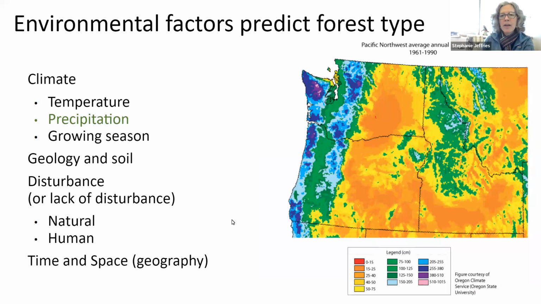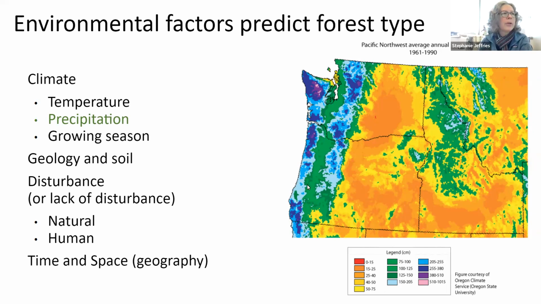A reminder that all of our forest types are driven by a number of environmental factors. Precipitation is just one of them, but it's extremely important here in the Pacific Northwest. You can see rainfall is following these mountain ranges. The Coast Range has very, very high levels of rainfall. The green areas are in between the mountain ranges. Those are on the order of 40 inches of rain a year, which is about the same as what we get here in Raleigh, North Carolina.